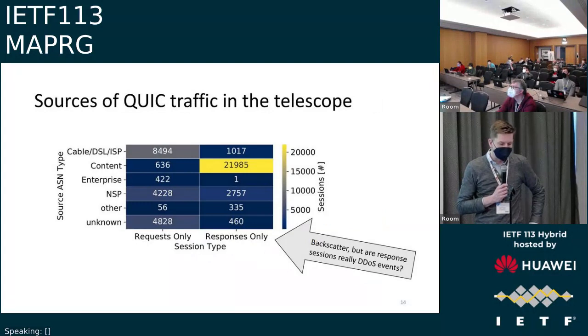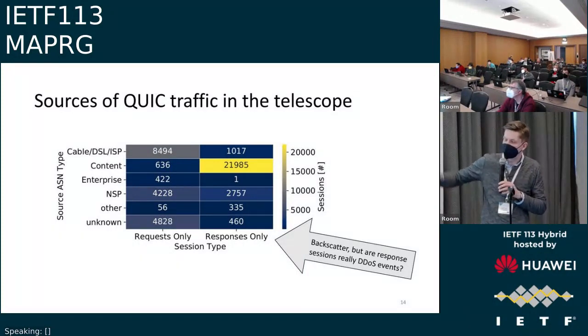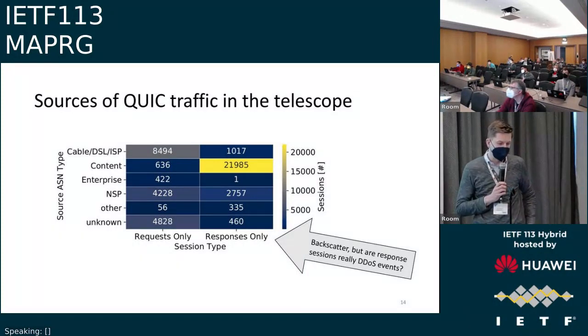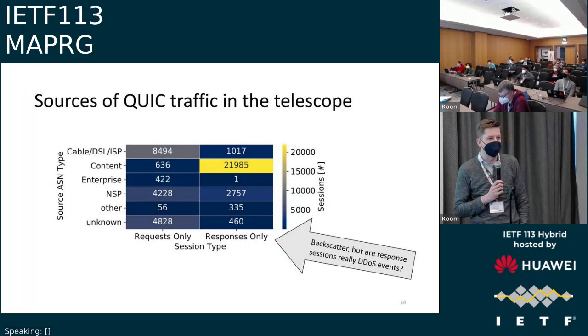Then we checked who actually is attacked. From which autonomous systems do we receive the responses, which means where are the servers located that receive the spoofed requests. And that you see in the second column, responses, and each line shows you the type of autonomous systems where the responses come from. And the vast majority of responses that we receive in our network telescope are actually located in content provider networks.